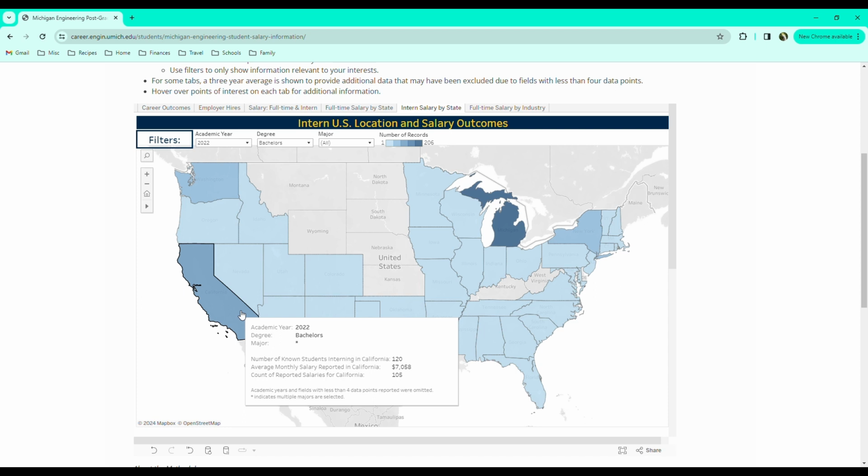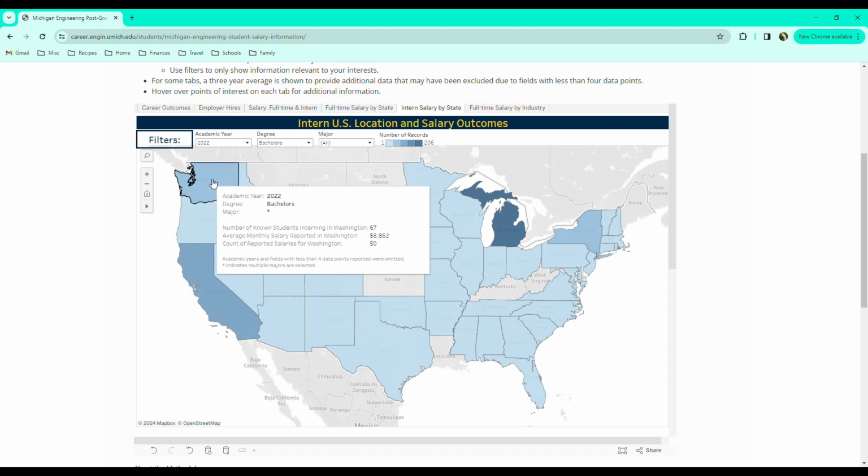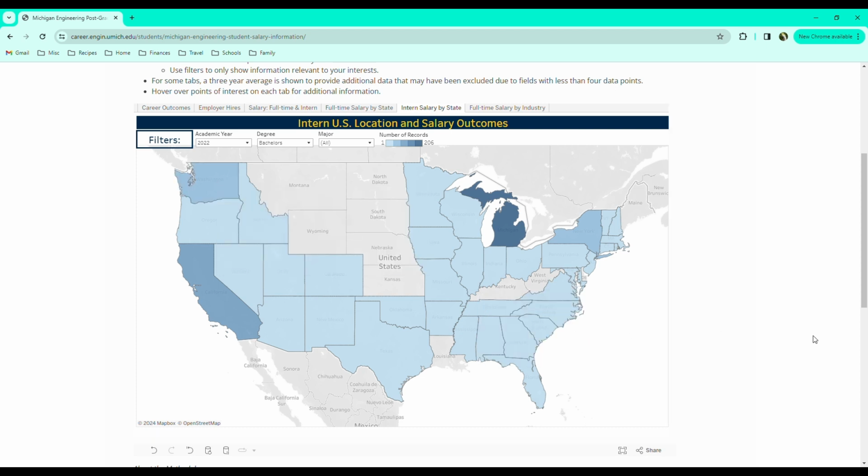And if you multiply these out, they're pretty healthy numbers. I mean, you could be in Washington State making $8,800 a month. That's pretty significant when you calculate out that for 2 or 3 months of the summer, or even longer if you're doing a co-op. That could pretty quickly pay for some tuition and room and board and those kind of things.